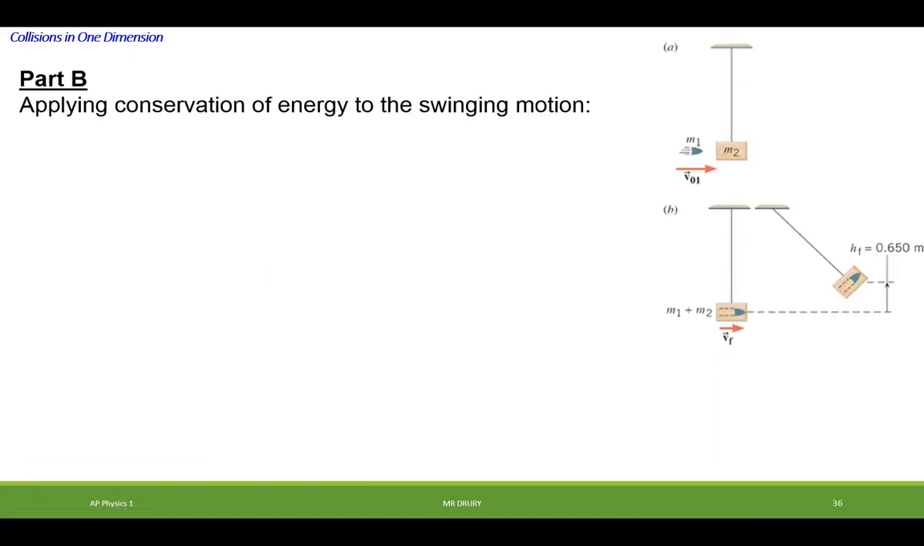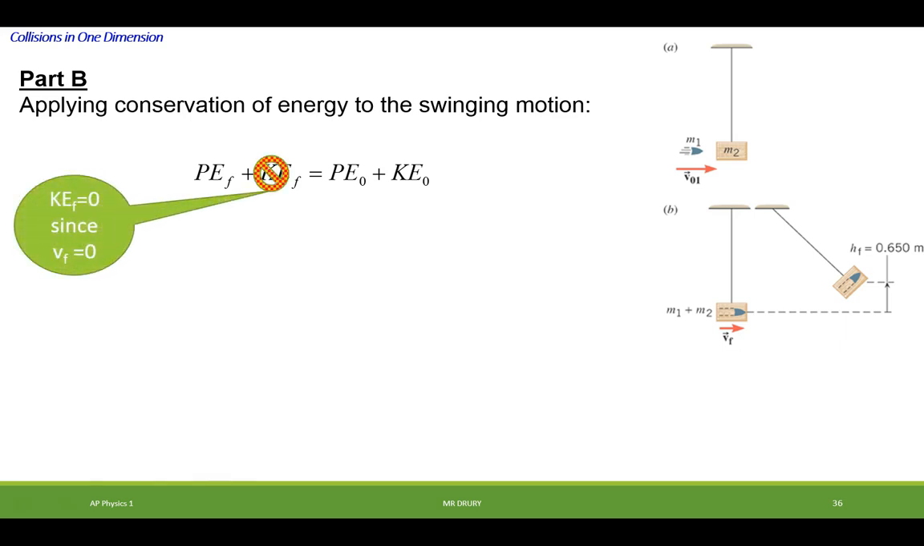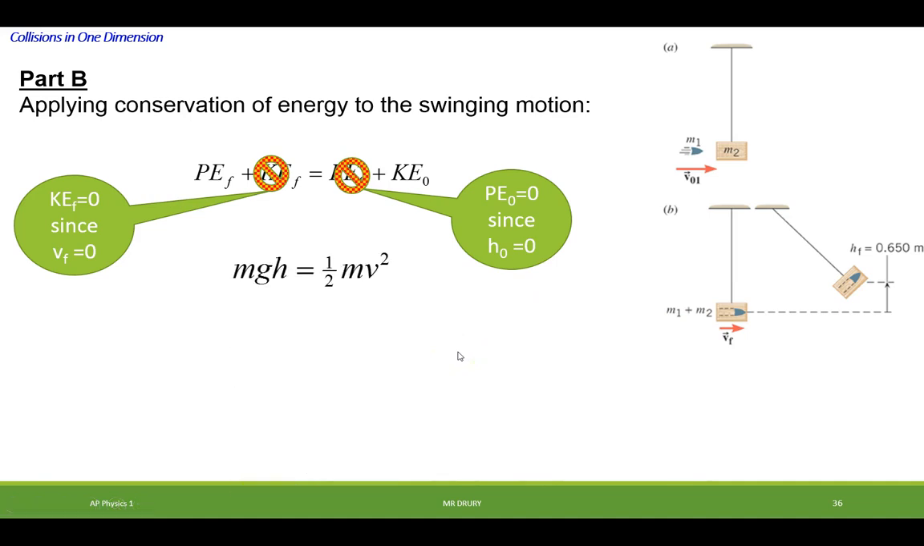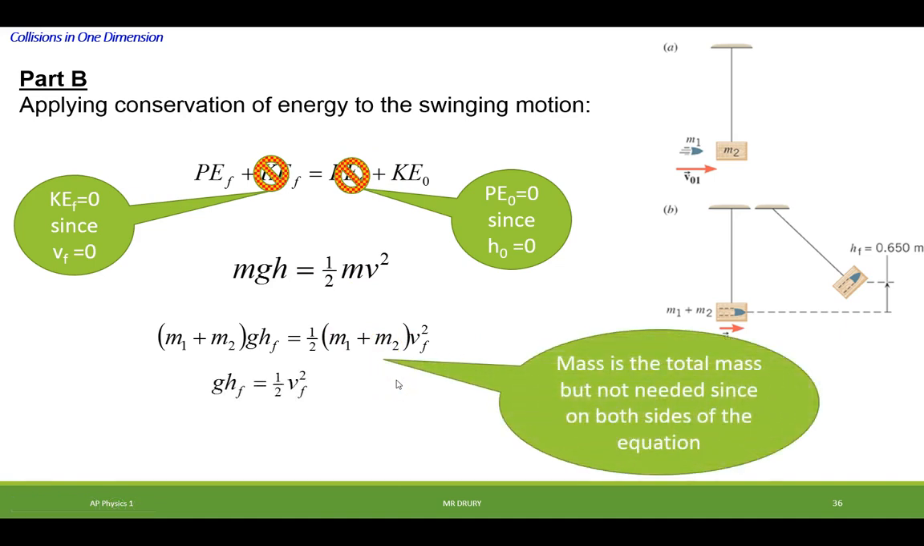The second part of the problem is actually using conservation of energy. We know the final potential plus the final kinetic has to equal the initial potential plus the initial kinetic. And we know the final kinetic has to be 0 because the speed at the maximum height is 0. And we can assume the initial potential energy is 0 because the height is 0. So we really come down to mgh equals 1/2 mv squared. And the mass is both masses because they're stuck together, mass 1 and mass 2. But it really doesn't matter because they're on both sides of the equation anyhow.